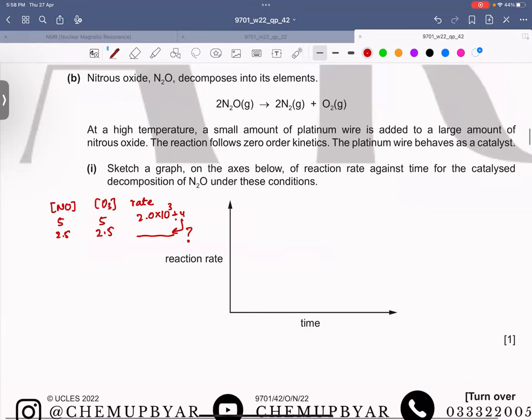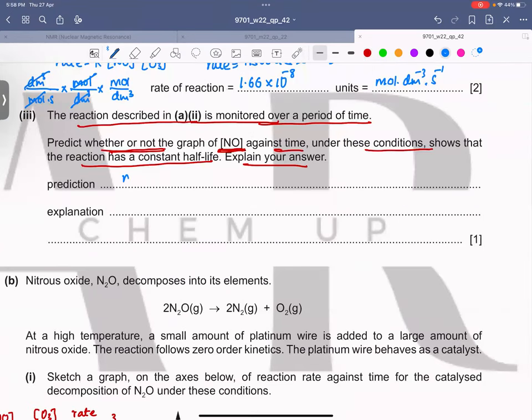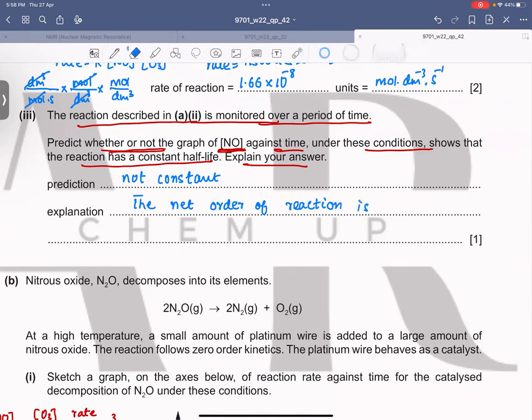So our prediction over here, and the explanation for this, will be about the order. The half-lives are constant in those cases where one of the reactants is taken in a large excess, so its concentration is not affecting the rate.